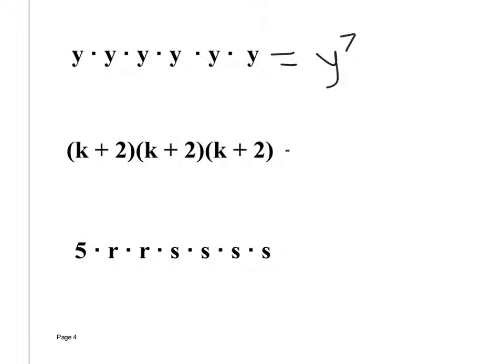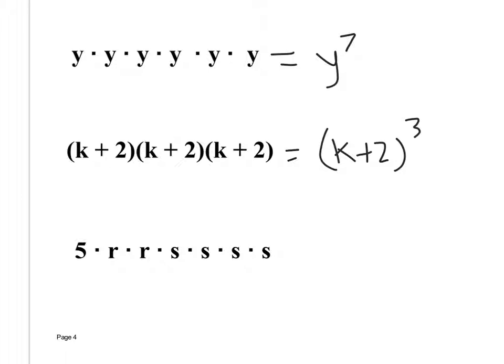Here, again, I just write what's inside parentheses. It's k plus 2. And I raise it to the 3rd power because there's 3 k plus 2's. So I raise it to the 3rd power. And later on, I'll teach you how to work that out. It's just k plus 2 times k plus 2 times k plus 2. But you can simplify it and write it like this. A whole lot less writing. (k plus 2) cubed. Anything raised to the 3rd power is cubed.